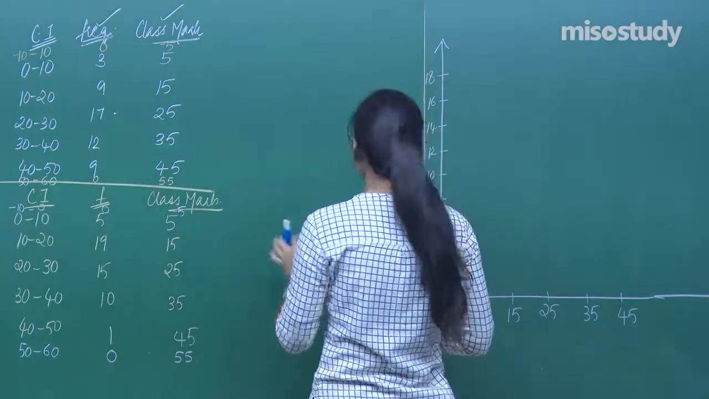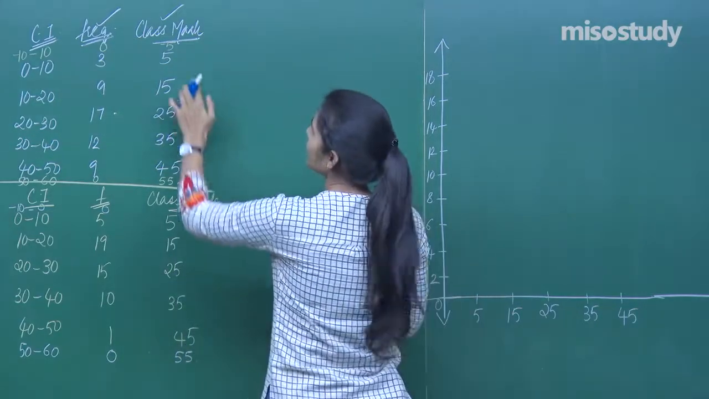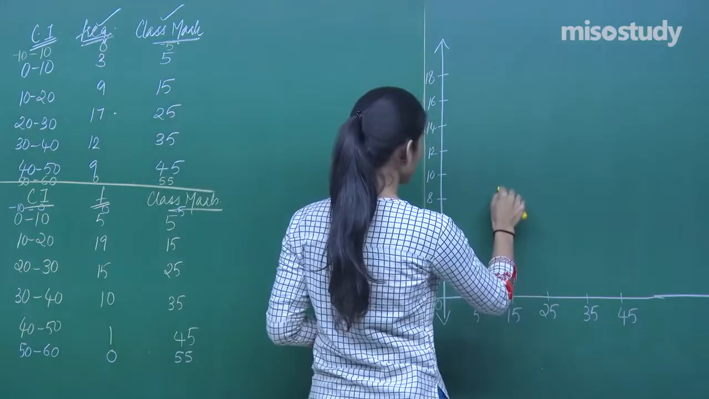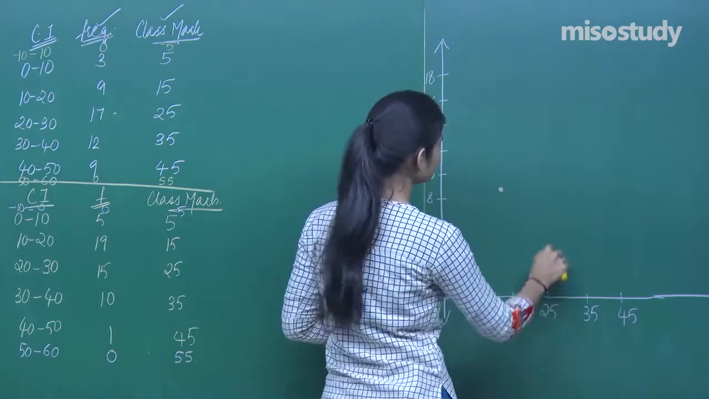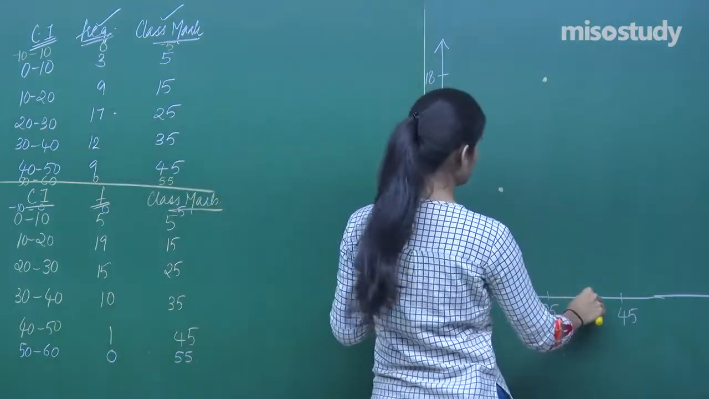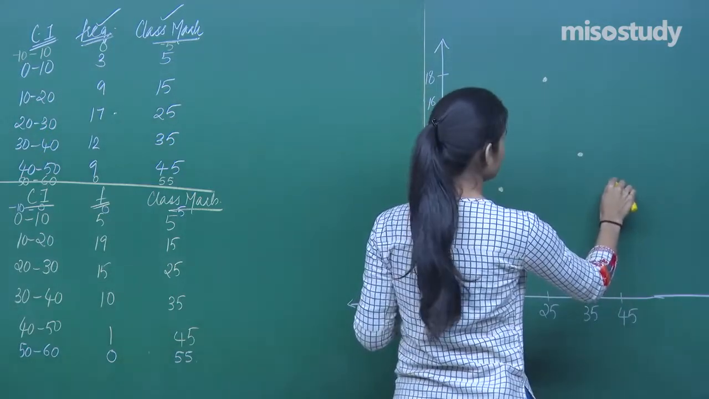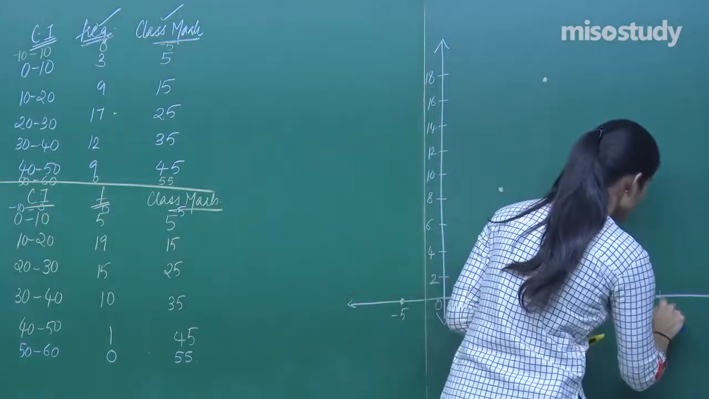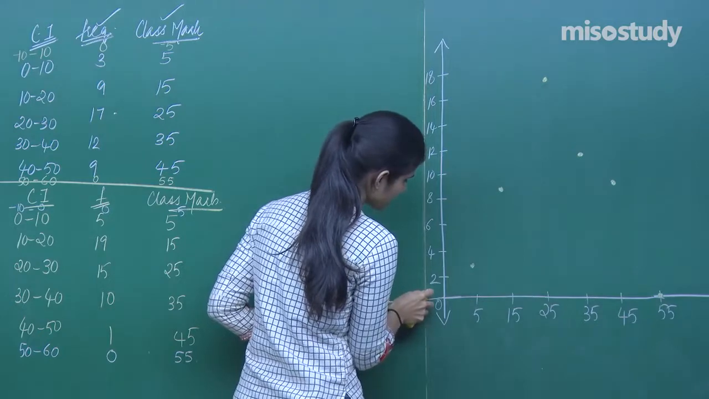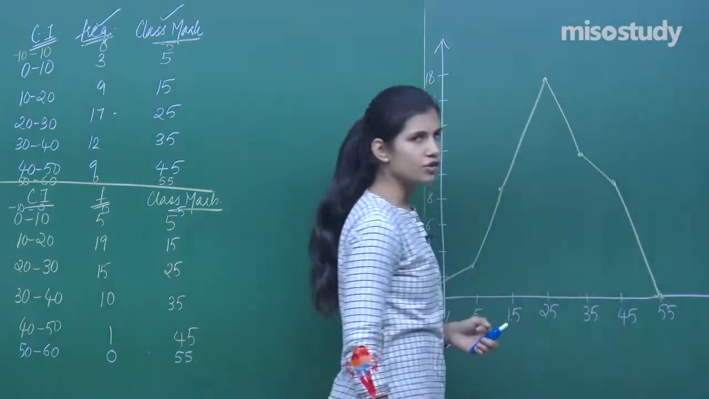Is it clear? Now it's time to talk about plotting the points. So first you will plot class mark comma frequency, -5 comma 0. Then you have 5 comma 3. So somewhere here is 3. Then you have 15 comma 9. Then you have 25 comma 17, somewhere here is 17, and then you have 35 comma 12, and then 45 comma 9, so here is 9, and then you have 55 comma 0. Let's draw 55 as well. Let's just join this by straight line segments. This is your first frequency polygon.